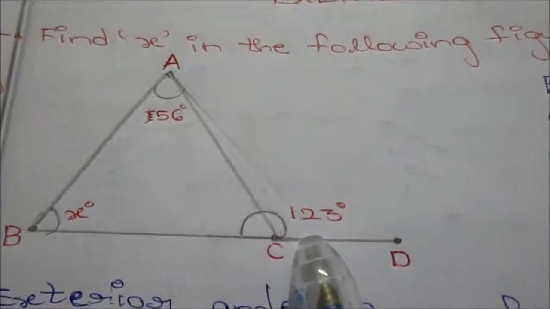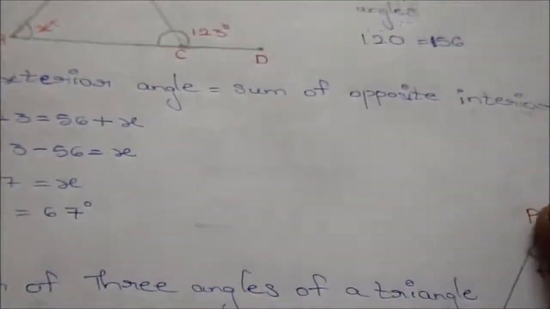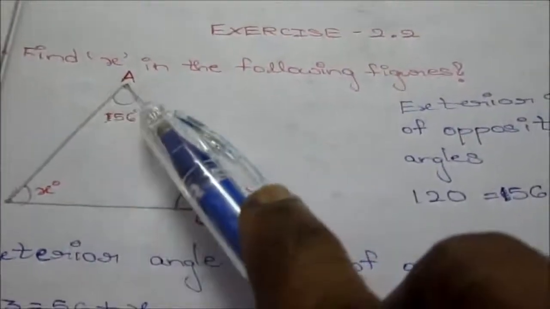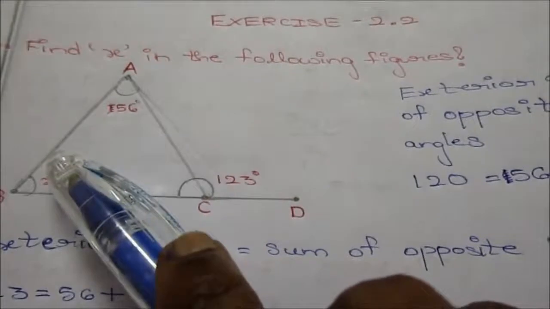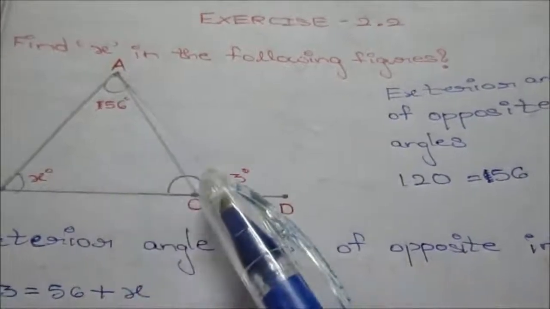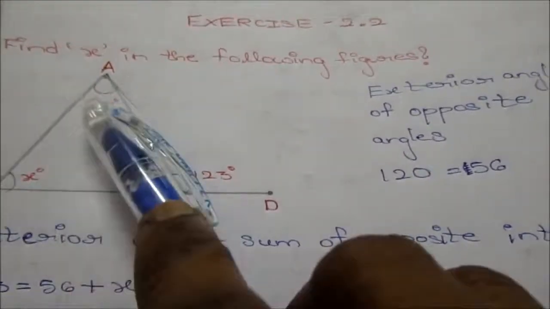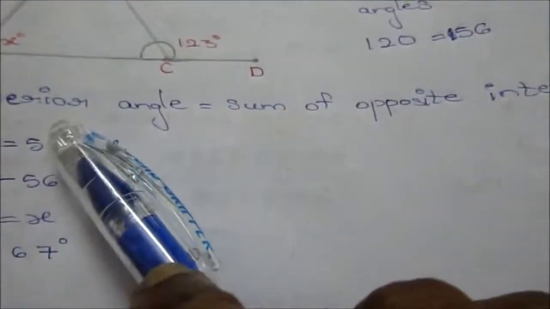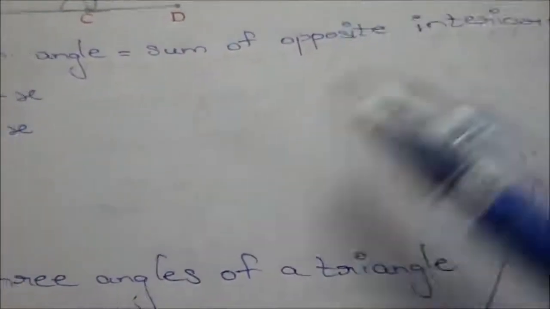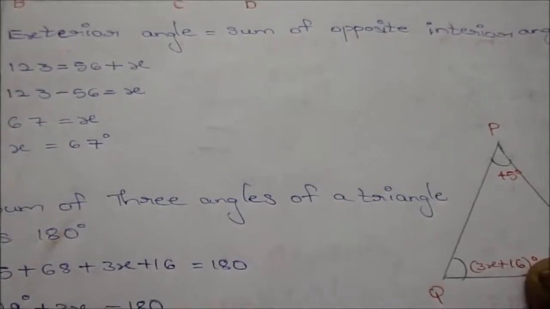So here we know the exterior angle of the triangle. We have one formula: the exterior angle of a triangle is equal to the sum of the opposite interior angles, the sum of these two interior angles opposite to this exterior angle. Exterior angle equal to sum of opposite interior angles.